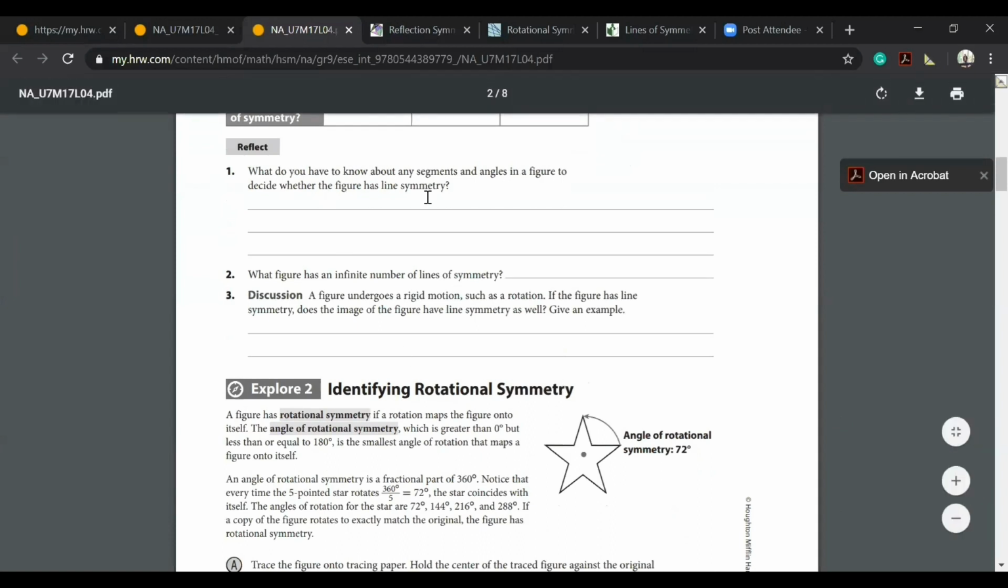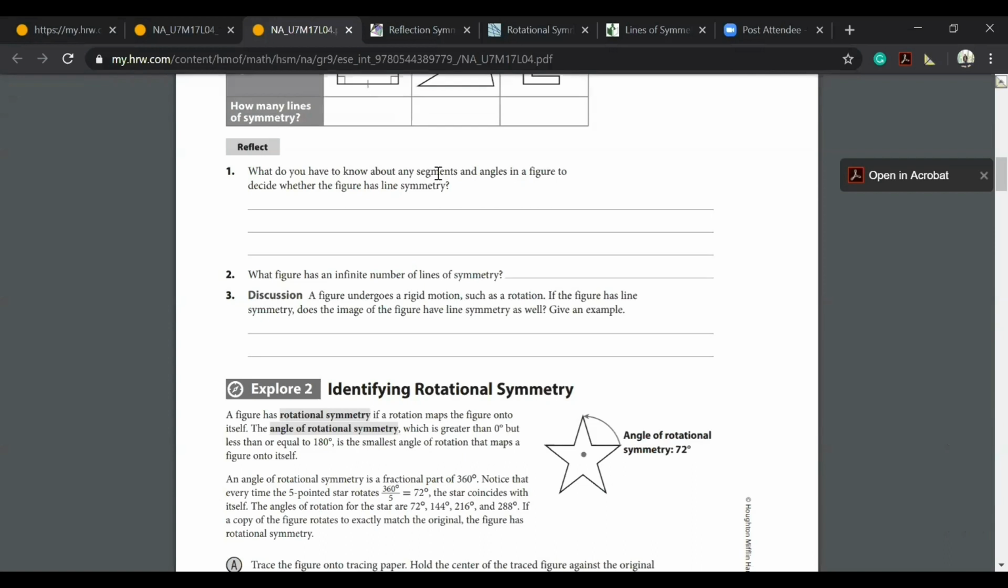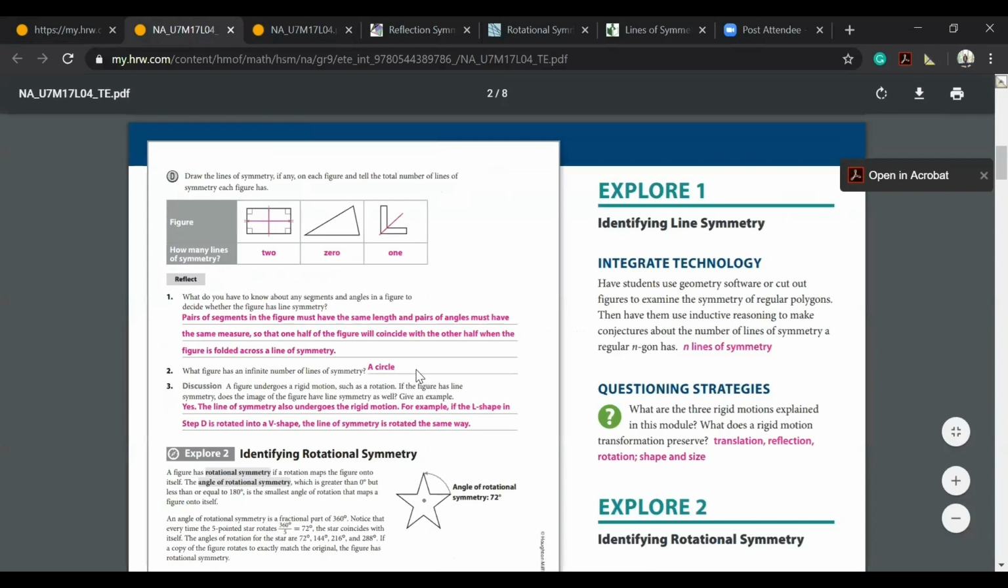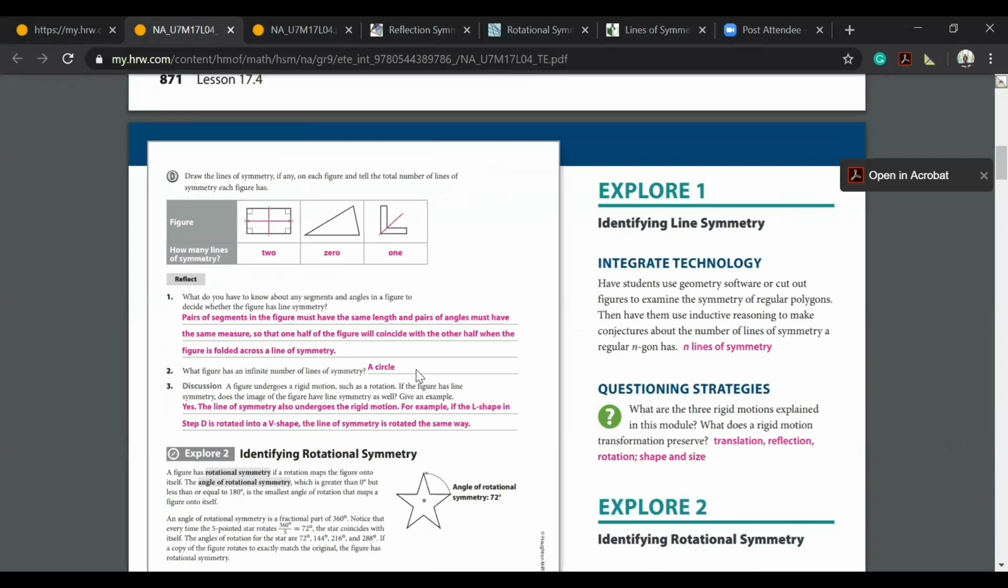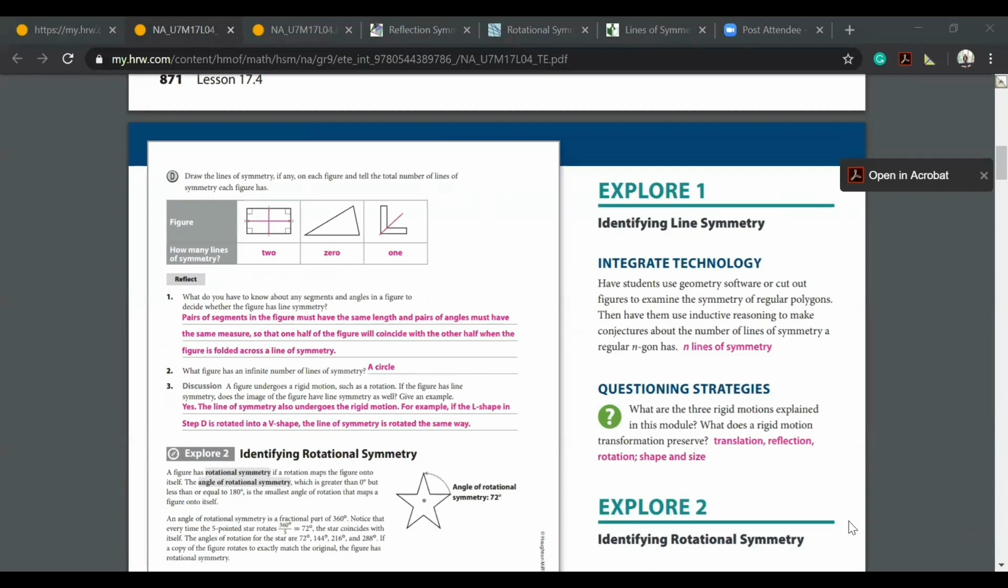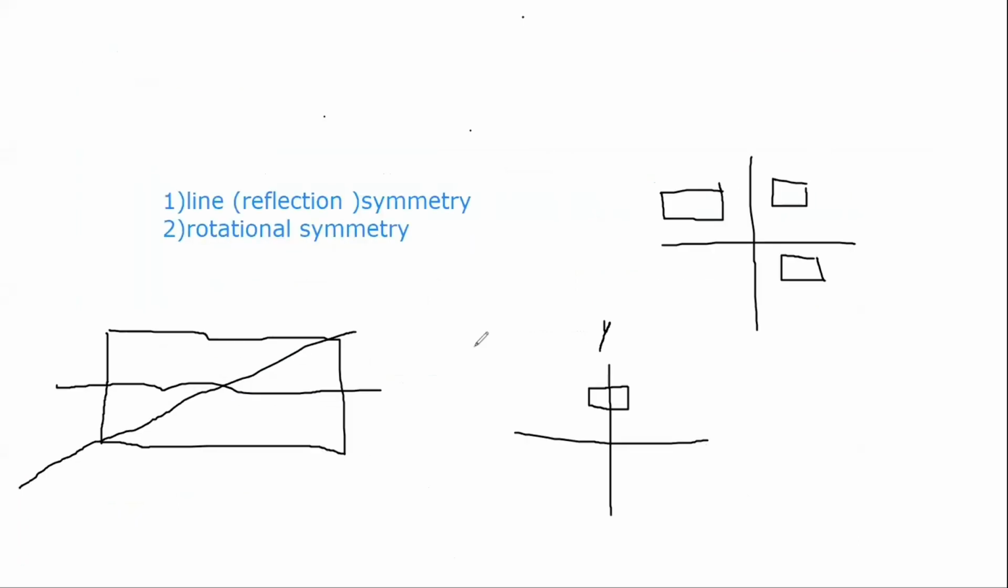Okay, what do you have to know about any segments and angles in a figure to decide whether the figure has line symmetry? What do I need to know? I need to know that there are at least 2 segments or angles equal to each other. Right? Yani, pairs of segments should have the same length, and pairs of angles must have the same measure. So this is what we are going to write here. For number 1, just let me erase all of this.